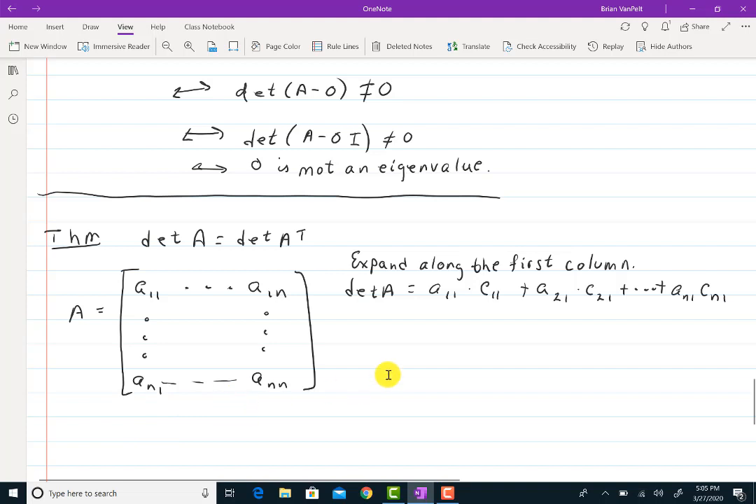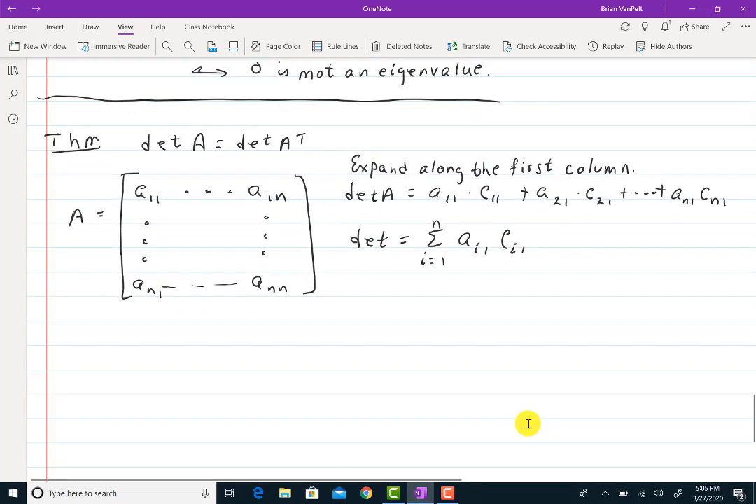Now, if you're wondering why I'm not alternating my signs, I mentioned it a second ago. The sign is inside of the cofactor. So this is the formula that I get. I think it may be easier to see it this way as a sum. I equals 1 to n, we have AI1 times CI1. So there's the determinant of that matrix. Now, A transpose will look like the following.